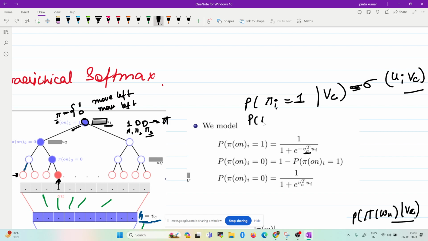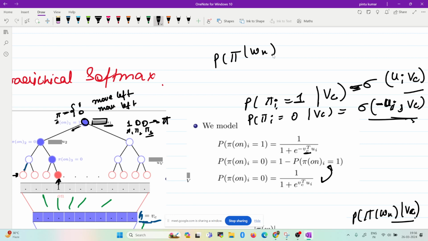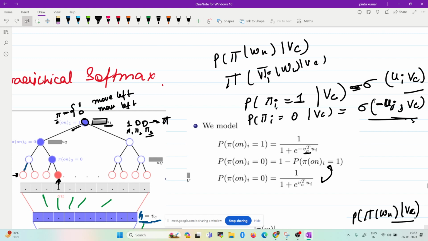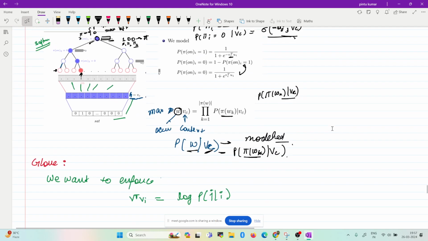Then the probability that pi is equal to 0 given vc can again be modeled as minus ui comma vc. You can see this derivation over here. This would lead to just this, being between minus ui comma vc, and then the probability of pi of wk given vc would be just the product of the pi i's. Because you are able to find it for each individual component, if you just take the product of all of these, then you can obtain the result.